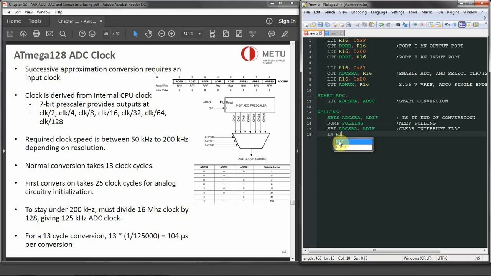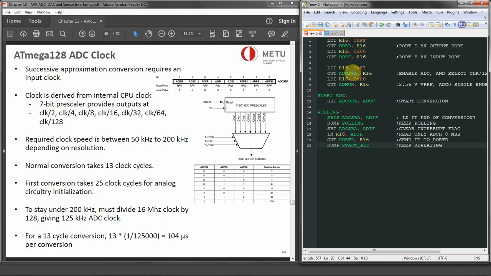So in R16, as ADCH is a part of the IO register, we can use the in instruction over there. ADCH is holding our 8 most significant bits, and once we get that in, we can just send it to port D. Once we are done, we can go back with an RJMP to start ADC.